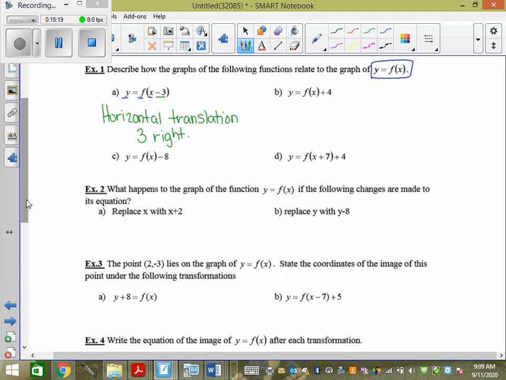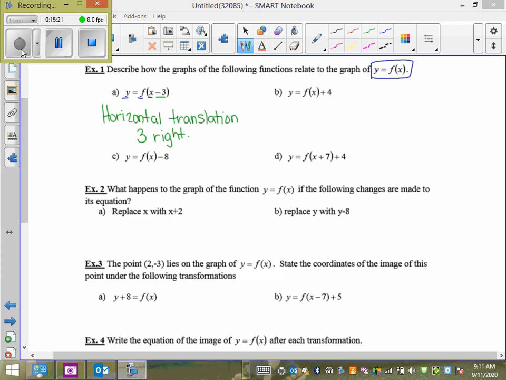You guys do B, C. B, what are we going to write? Is it vertical or horizontal? Vertical, because it's not with the X, right? So it's a vertical translation. Translation 4 up. Please don't use VT. No one knows what that is. Vertical translation. You need to write vertical translation, okay?